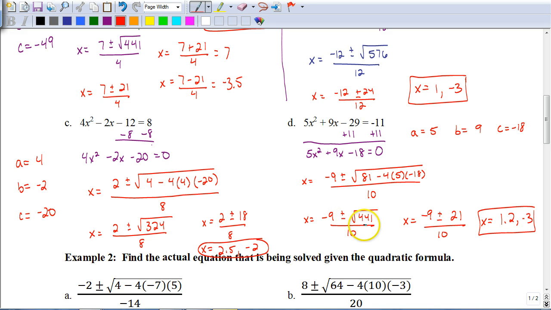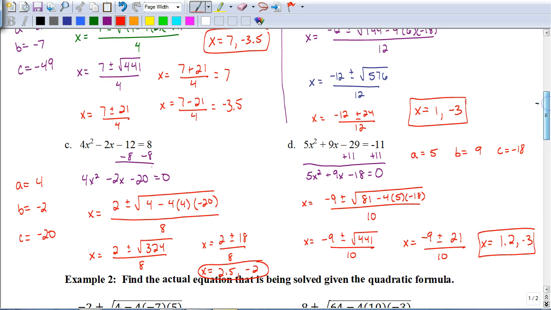The square root of 441 is 21, so negative 9 plus 21 is going to be 12. And 12 divided by 10 is 1.2. Negative 9 minus 21 is negative 30. Negative 30 divided by 10 is negative 3. So, hopefully you have a good idea now of how to use the quadratic formula to solve an equation.